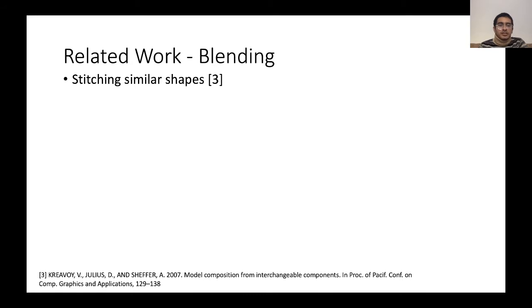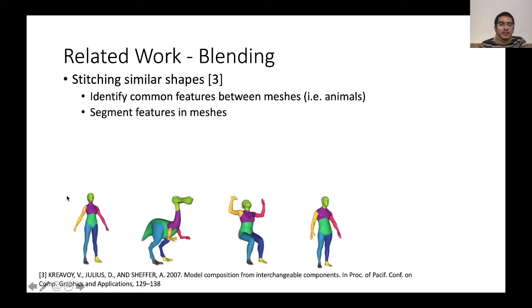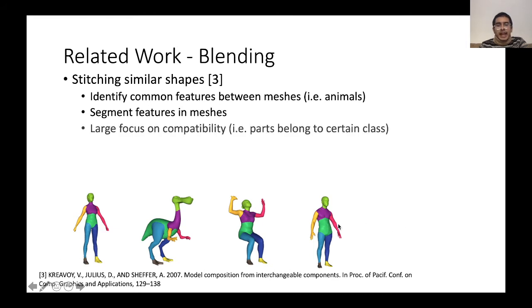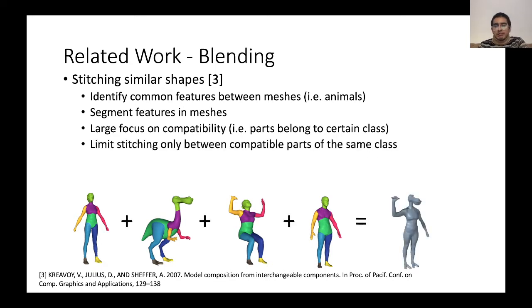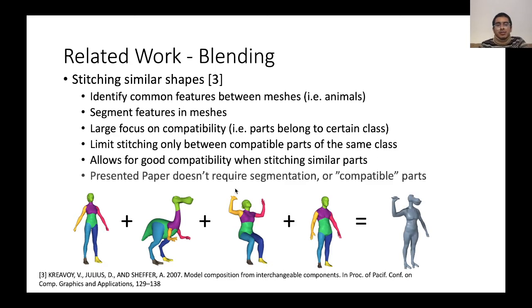Another one is stitching together similar shapes. In this case, you would identify common features called classes between meshes. For example, you would identify the heads of these different animals, their torso, their legs, and then you would only stitch together these parts, which would ensure good compatibility between shapes. But once again, it's limited, right? You can't really stitch together different parts. You can't stitch a foot to a head, for example.